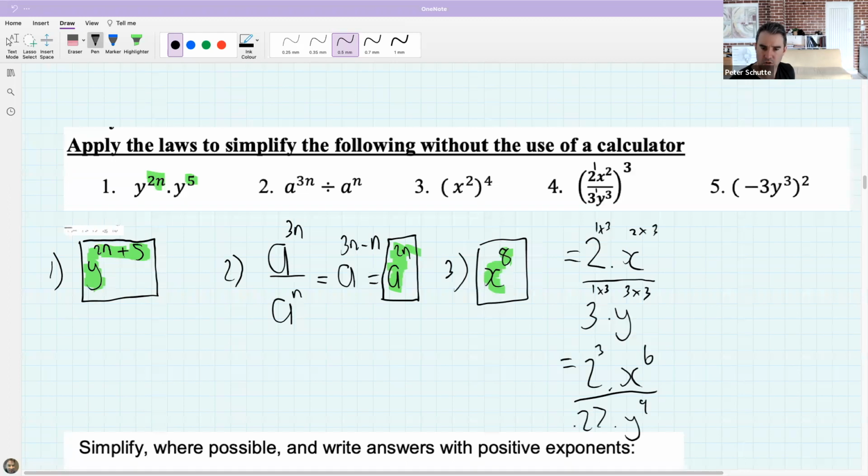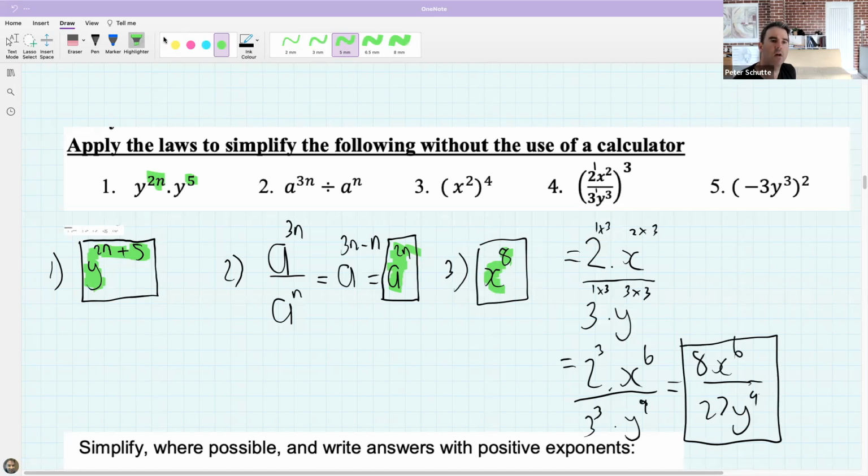I suppose I should have written 3 to the 3 here. And you should get 8x to the 6 over 27y to the 9. So that is what I get for 4.